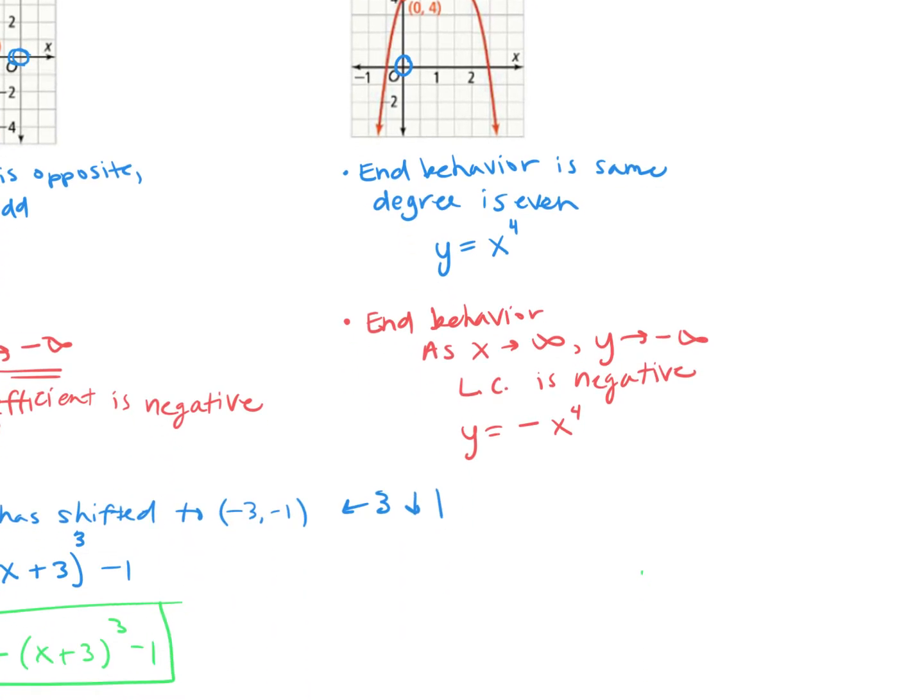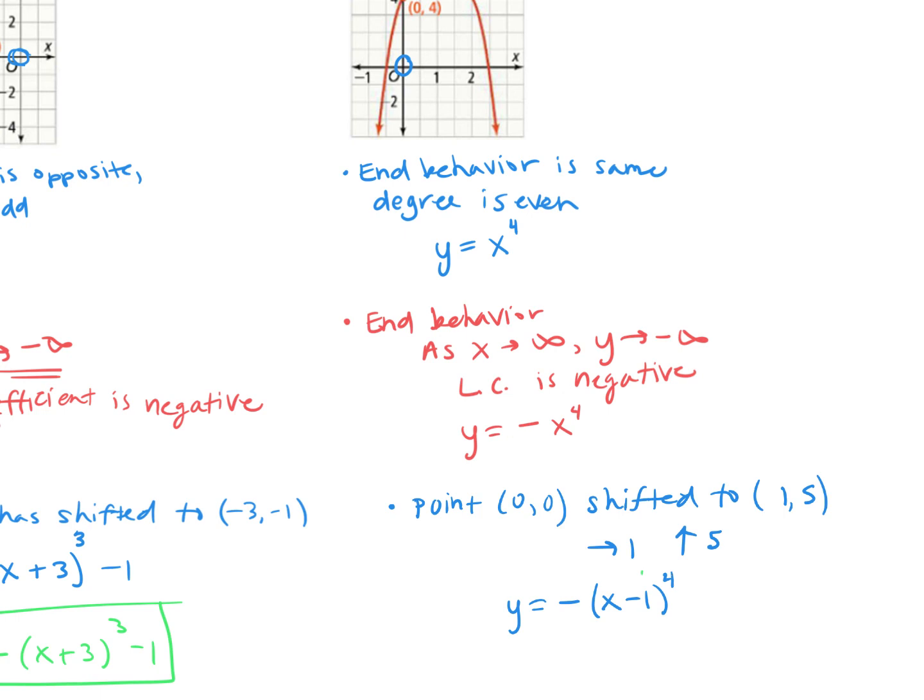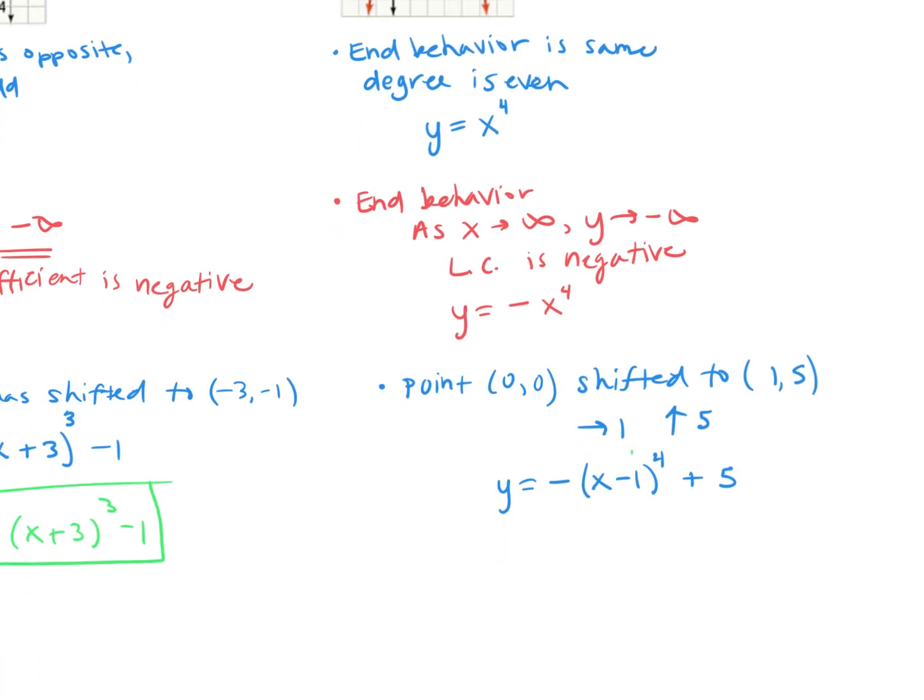Let's write that down. I'm going to erase some of this last one because I wrote a little too far. So we had a point 0, 0 on the parent function that shifted to 1, 5. What that means is it went to the right 1 and up 5. Let's put that transformation into our function. Y equals, we have our negative, and then x. If you're shifting to the right one with tricky x, we would say x minus 1. This has a degree of 4, so raised to the fourth power. If you're shifting up 5, you're going to have a plus 5 on the end. That takes care of our function. Let's write our final answer: f of x equals negative, x minus 1 to the fourth power, plus 5.